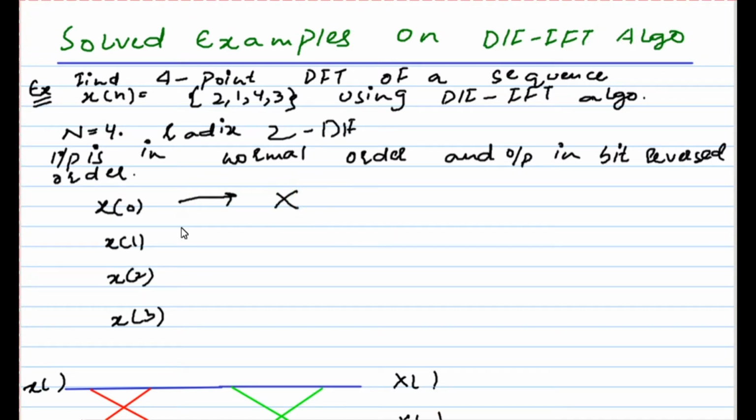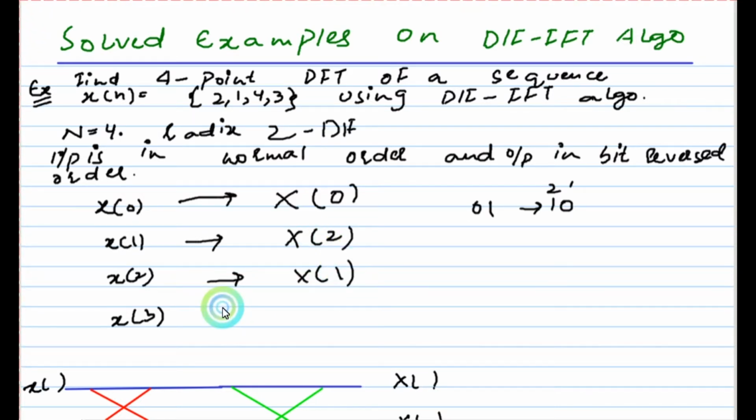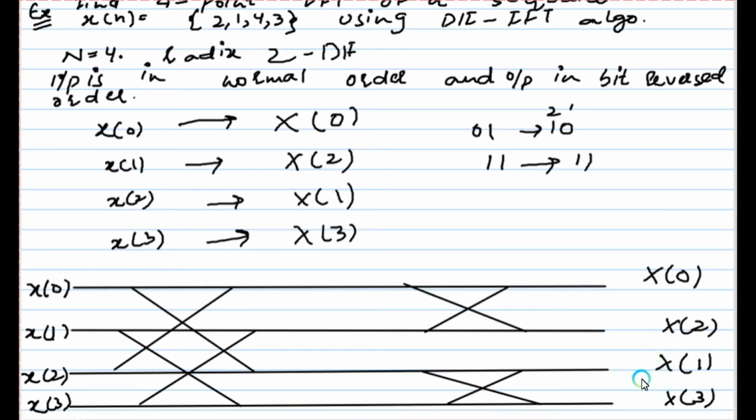capital X. The 2-bit pattern will be 0, 0, and the reverse of 0, 0 is again 0, 0. So that's x of 0. X of 1, I can write as 0, 1, and its reverse is 1, 0, and that is 2, so this will be x of 2. Similarly, the reverse of this will be x of 1, and the reverse of 3, which is 1, 1, is also 1, 1, so it is x of 3. So this is the basic structure of the butterfly diagram that you will be using here.